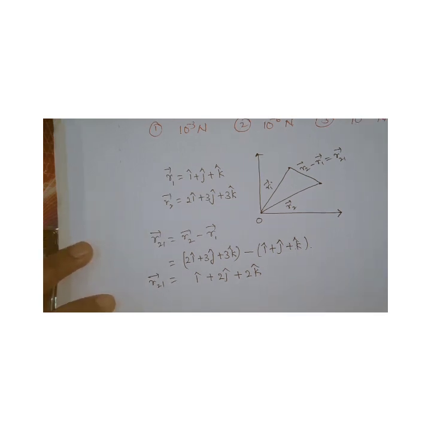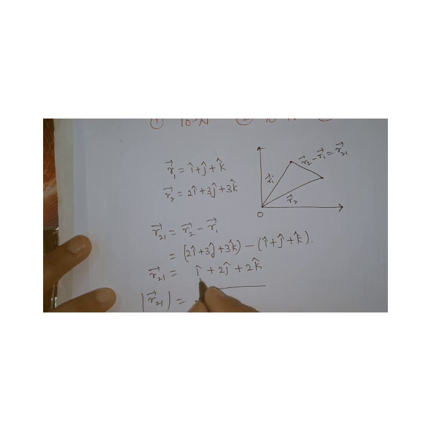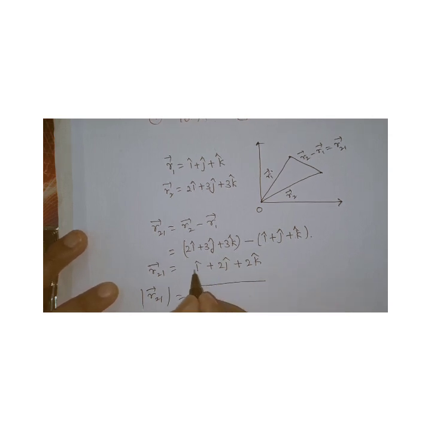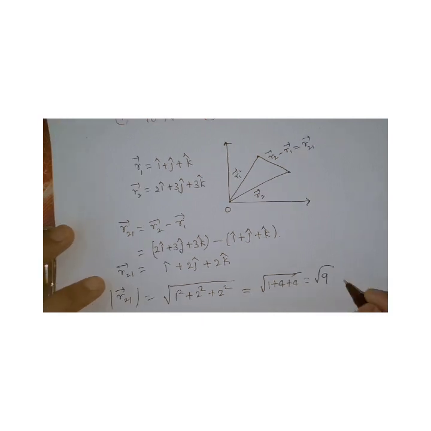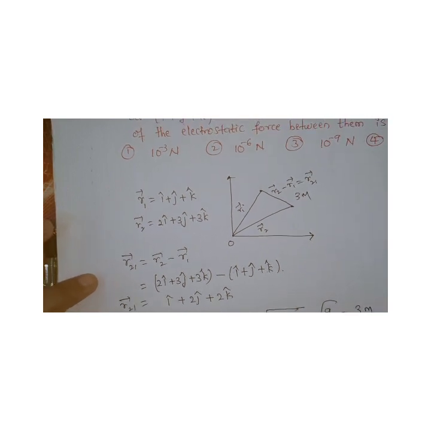Now I want its mod, I want its magnitude. So how are we going to find the magnitude of this? Nothing but the root of this. Here the magnitude is root of 1 square plus 2 square plus 2 square. So it would be 1 plus 4 plus 4, 8 plus 1, 9. 9 root becomes 3, so the answer is 3 meter. So this is how much? 3 meter. Now are we able to find the electrostatic force between them?